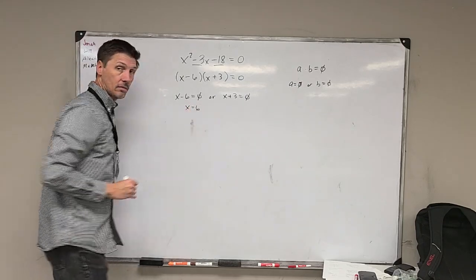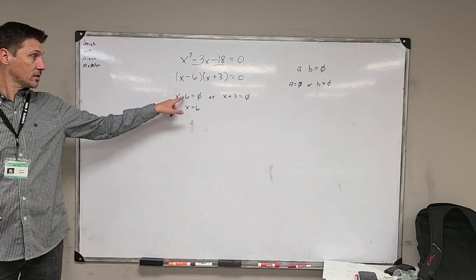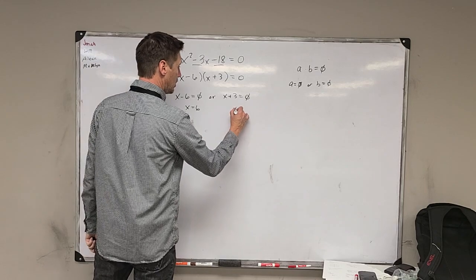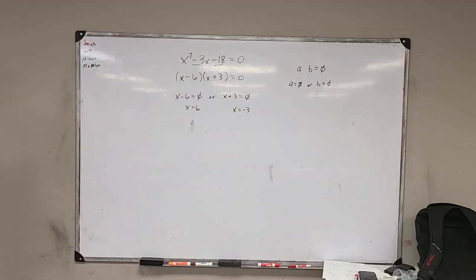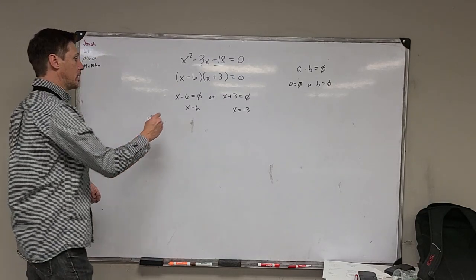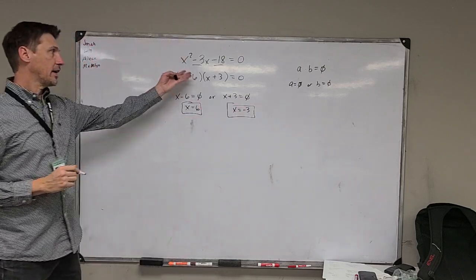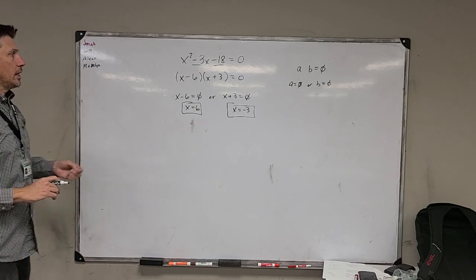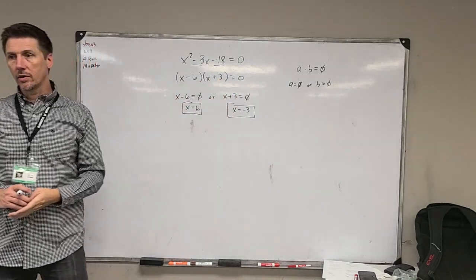Does everybody see that? Isn't it true that if I plug in 6 for x right here, 6 minus 6 is 0? And then for this one, x has to be equal to negative 3. You guys see that? So that's all we're adding to this. We're just factoring, just like we've done in the past, a quadratic equation. And those factors will be set to 0, and then we solve those to get what x would be.